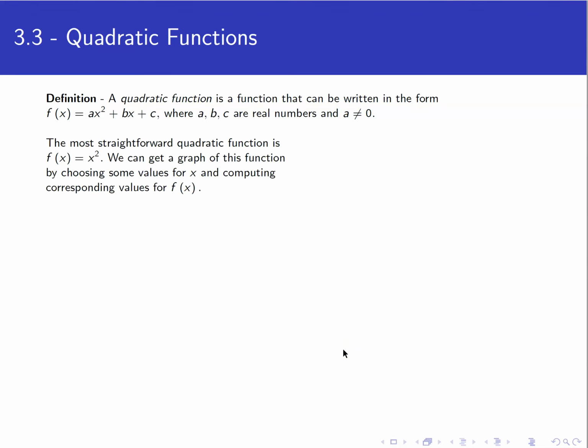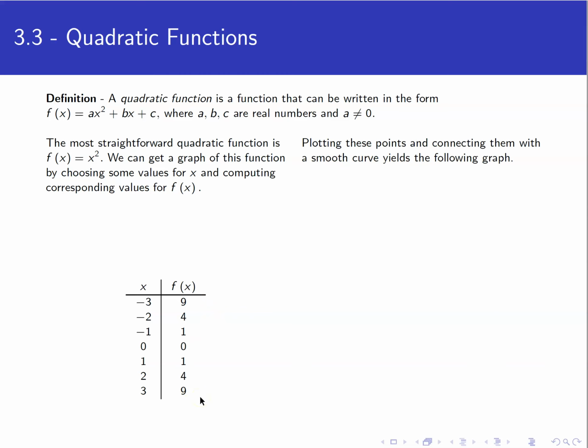The most straightforward quadratic function that we have is f of x equals x squared. We can get a graph of this function by choosing some values for x, plugging those into the function, plotting the dots, and then connecting the dots. So let's pick some values for x, plug them in, and get values for y, or f of x in this case. Putting -3, -2, -1, 0, 1, 2, and 3 into f of x. Remember, f of x is just take the x value and square it. We square all these, we get these values here. Pretty straightforward. Now we'll use these to plot points and connect the dots.